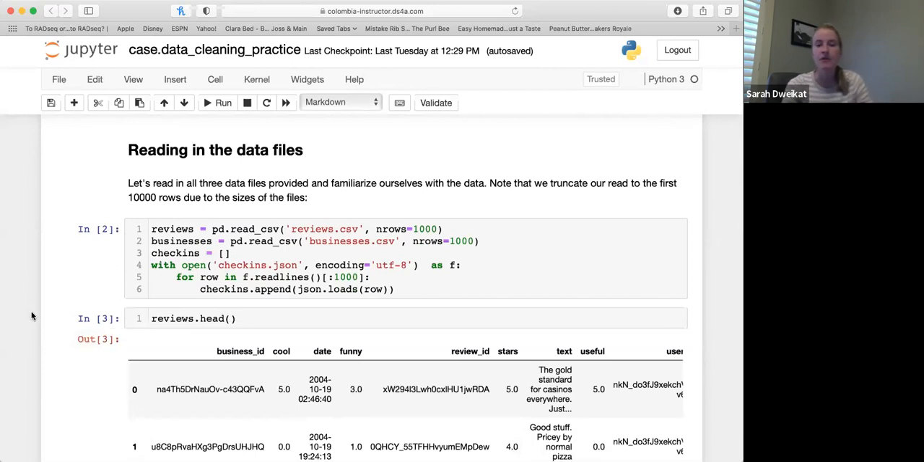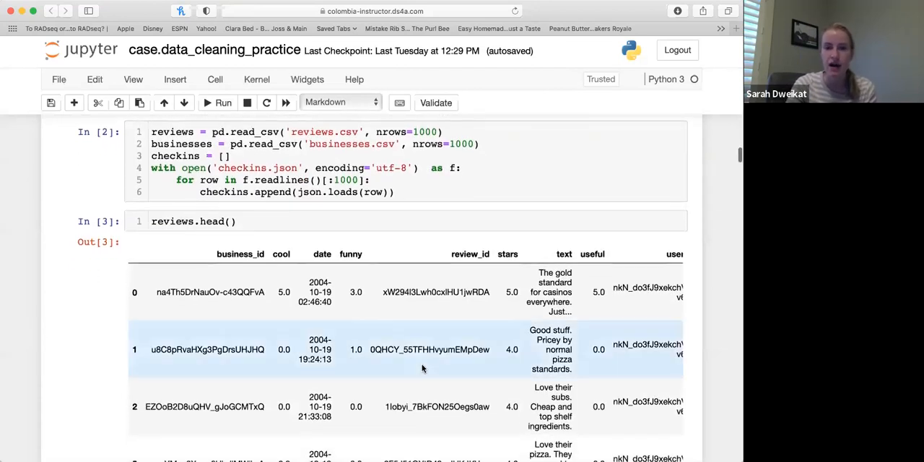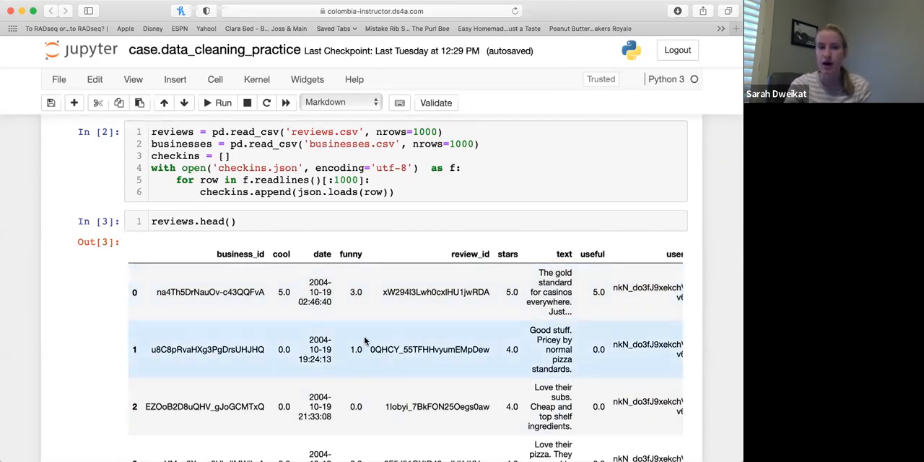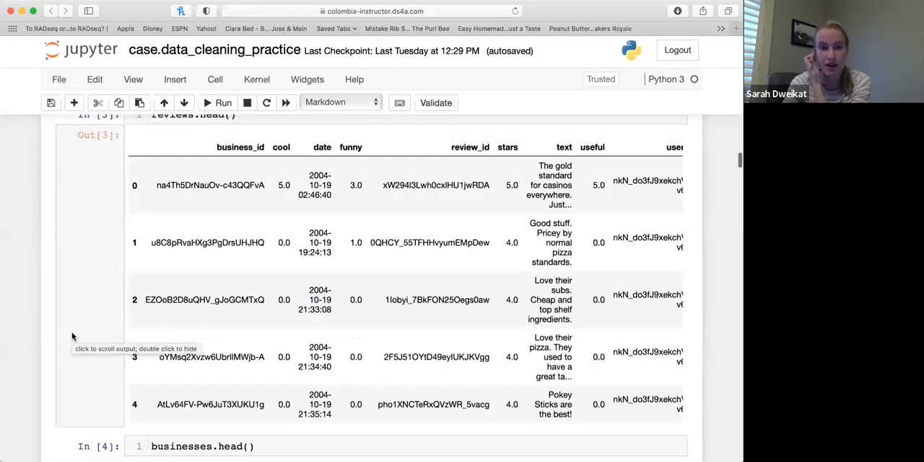One of the first things after you load in your data, it's always important to look at it, just to inspect it, to see the format, to look at the columns and things like that. So this is what our reviews data set looks like. We can see that we have dates, we have business IDs and review IDs, and then we have some numbers here for our actual reviews. It's important for us to know that some of our data is in numeric form, and some of it is IDs and text. This just gives us an idea of what we're going to be working with.